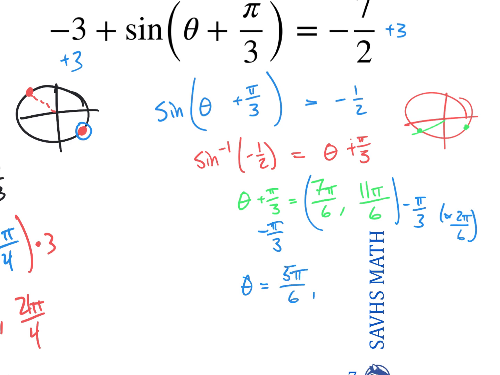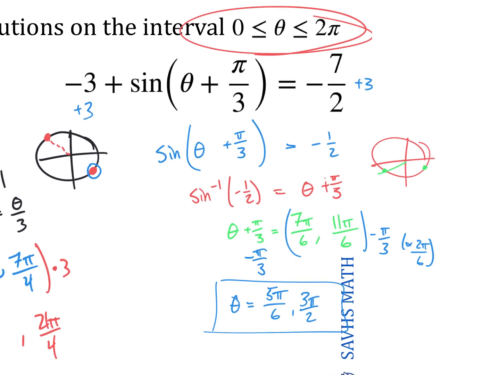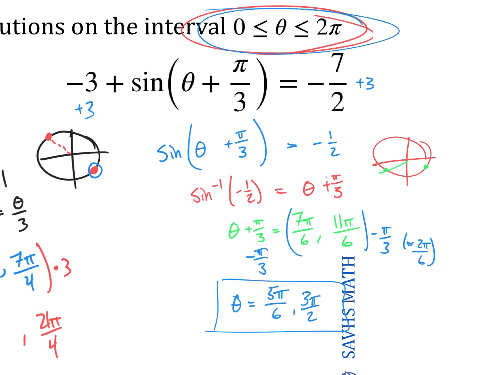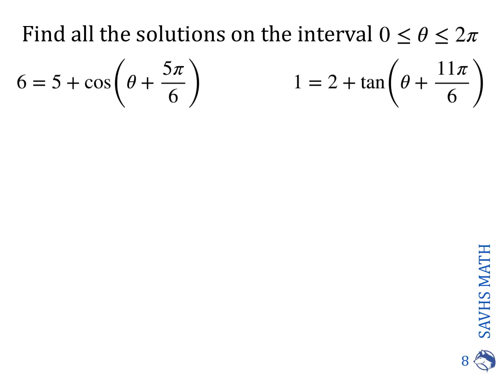or 9 pi over 6. 9 pi over 6 reduces to 3 pi over 2. So there are my two answers. So here's the thing. These two are both in this range right here. And so because of that, these are my two solutions, and they're in that range. So that means that we have found our solutions. I think I'll do this one by graphing, and so I'll show you that one later. But this one I want to do by hand, so let's do it.